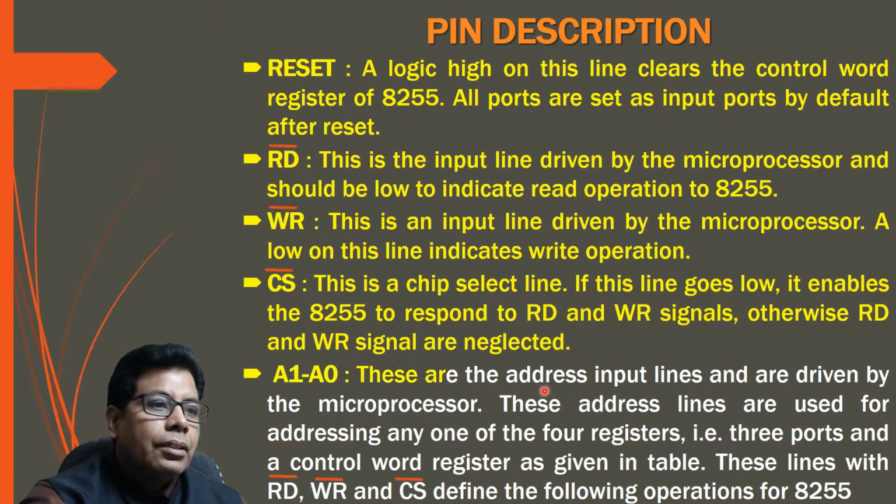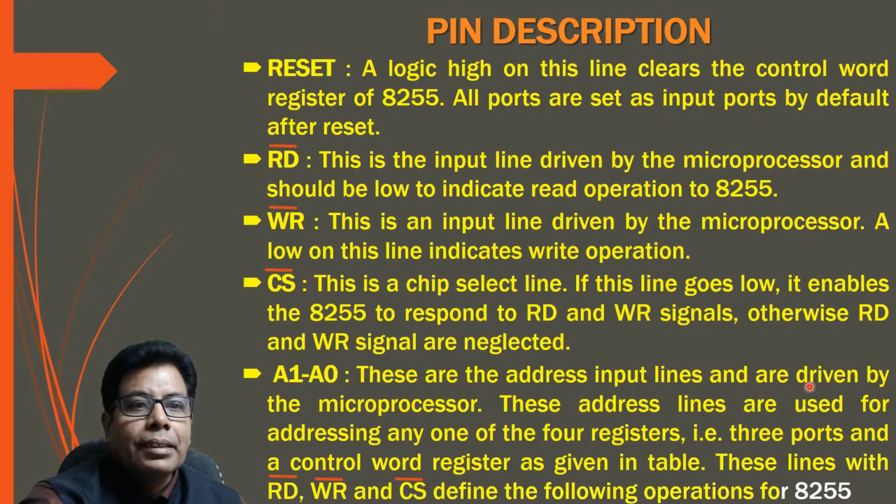Then the lines A0 and A1. These are the address input lines and they are driven by the microprocessor. These lines are used for addressing any one of the 4 registers. That is the 3 ports A, B and C and a control word register, where the control word is written. So these lines with read bar, write bar and CS bar define the operation of 8255.